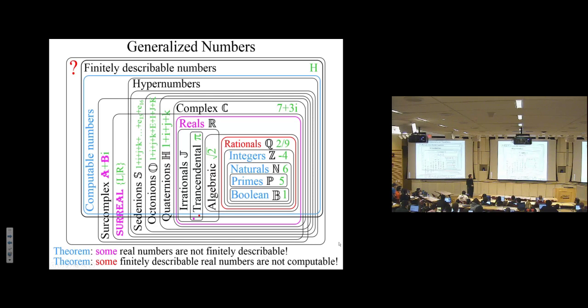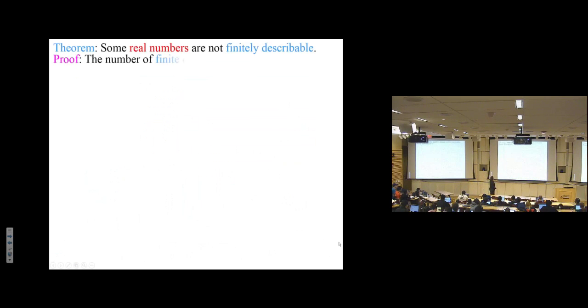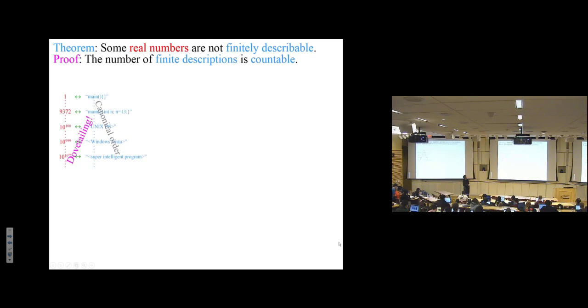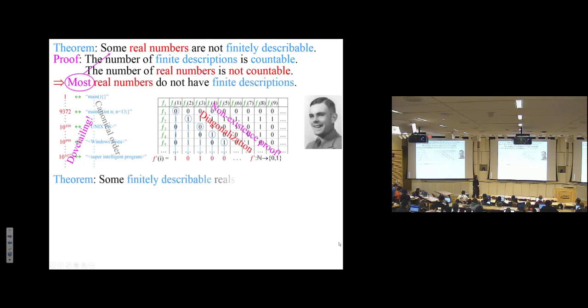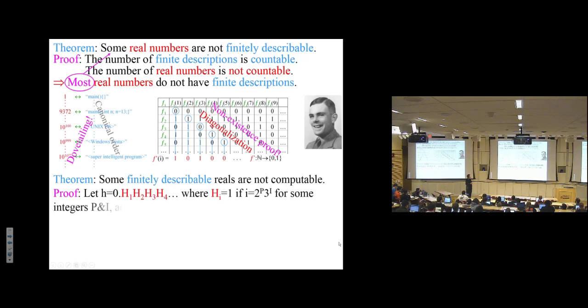All right, so how would you argue that some finitely describable real numbers are not computable? There's a bunch of ways to do that. So let's look at one way to do this. First of all, we already mentioned that some real numbers are not finitely describable. The real numbers are not countable. The finite descriptions are. Some finitely describable numbers are not computable. Here's the second theorem. Lots of ways to do it, but here's one way.